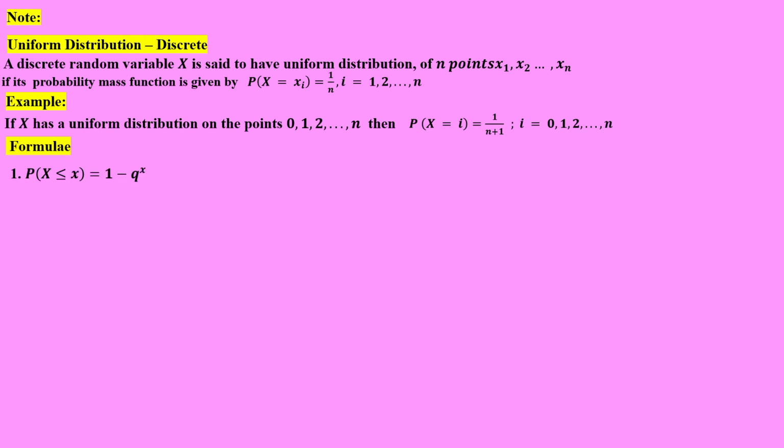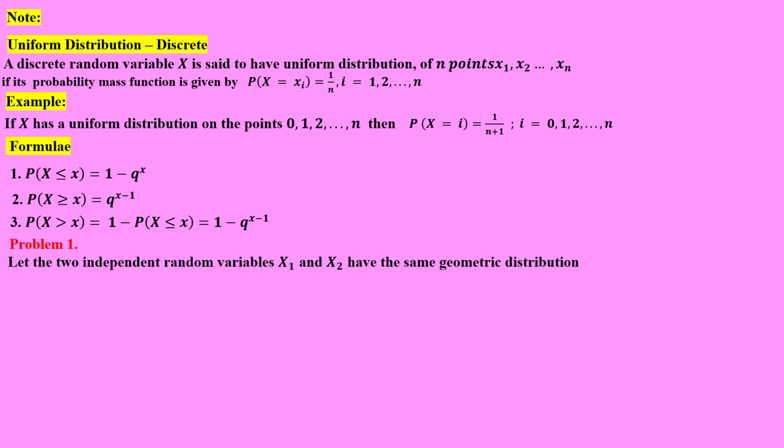So we are going to see some formulas. Probability of X less than or equal to x is equal to 1 minus q power x. Probability of X greater than or equal to x is equal to q power x. Probability of X strictly greater than x is equal to 1 minus probability of X less than or equal to x, that is equal to 1 minus q power x minus 1.